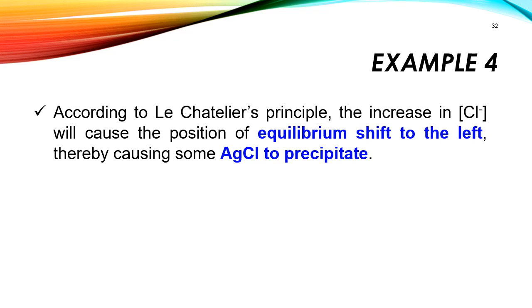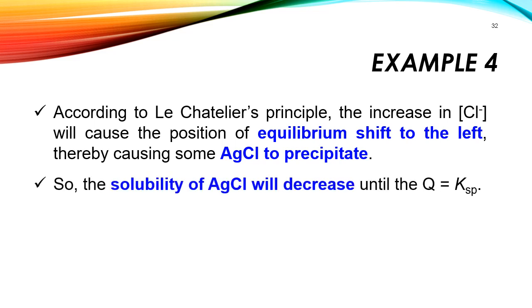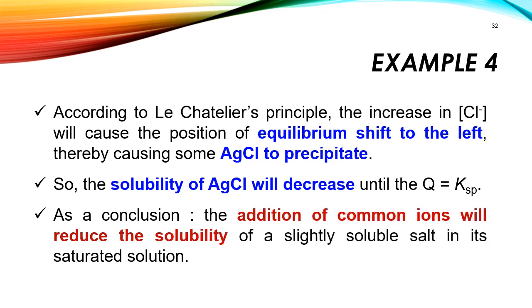According to Le Chatelier's principle, the increase in the concentration of chloride will cause the position of the equilibrium to shift to the left, thereby causing some of the argentum chloride to precipitate. So, the solubility of argentum chloride will decrease until Q equals Ksp. As a conclusion, the addition of common ions will reduce the solubility of a slightly soluble salt in its saturated solution.